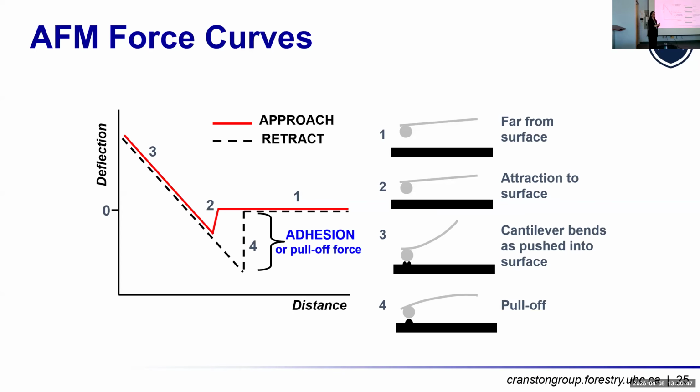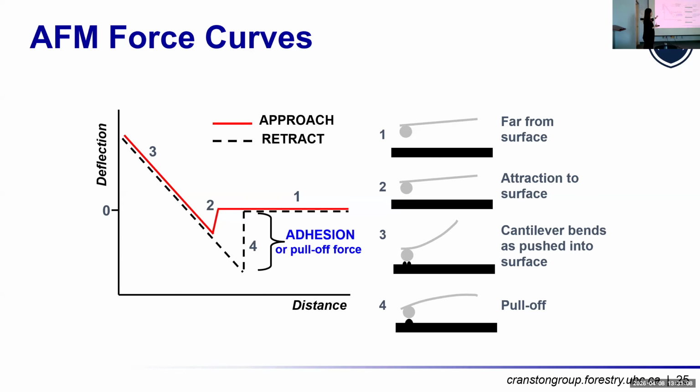But if those two materials like to stick to each other and I have adhesion, then I'll back up a little bit further until it actually lets go. And so we call this a pull-off force, or the area under the curve would be the adhesion energy. And then we're back to no deflection once it lets go. So that's what we're doing in a force curve: starting far, coming in, and going back out.